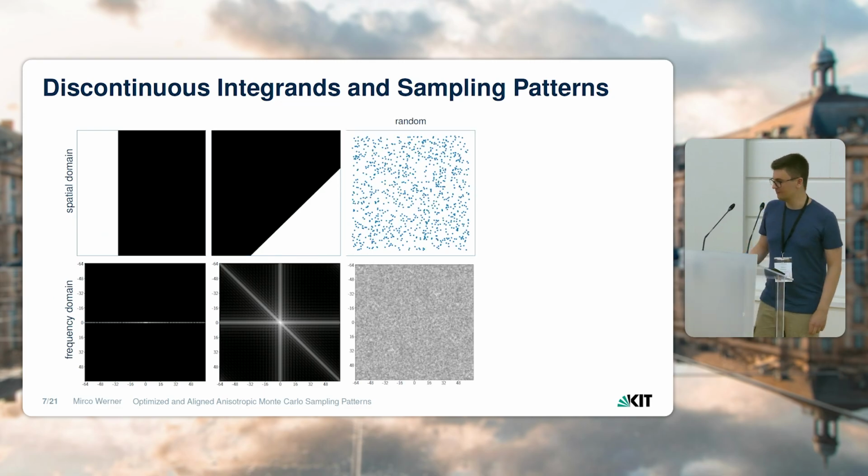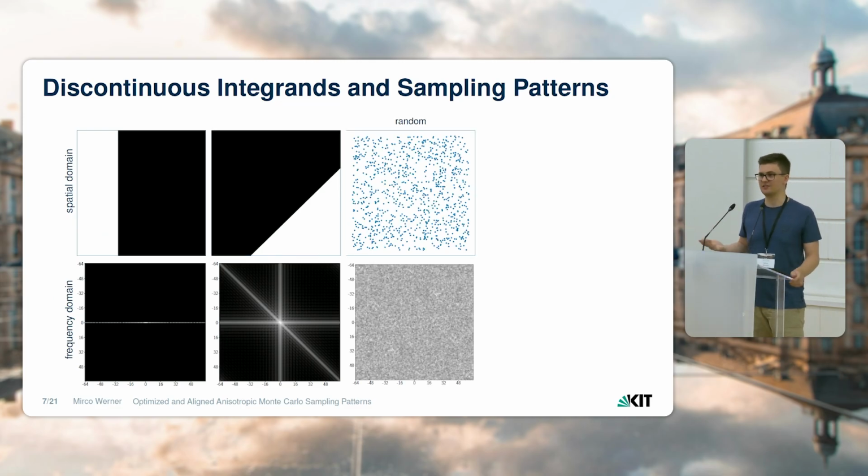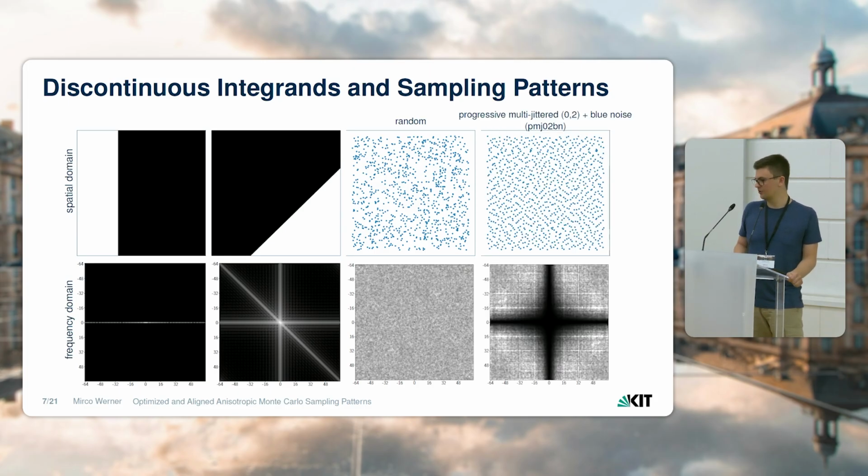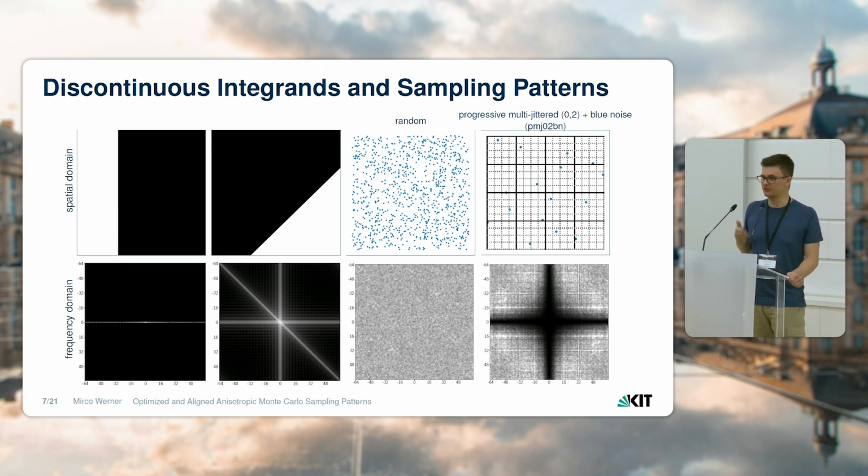Okay, moving on to sampling patterns. Here for random sampling, this is just white noise, so you have all frequencies in your power spectrum, but we can also do something like a stratification approach, where you ensure that only one point is in each of these horizontal and vertical grid lines. And with that, we can see that this approach already suppresses frequencies along the horizontal and vertical direction very effectively.